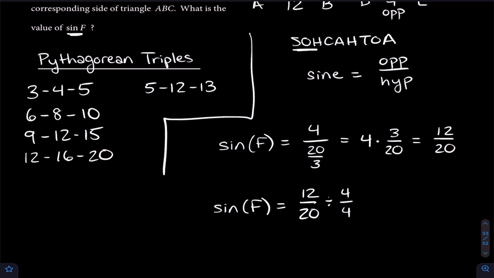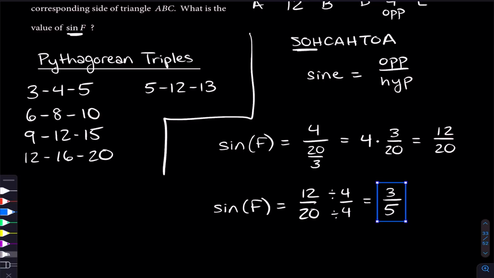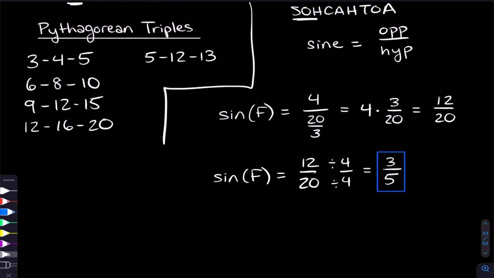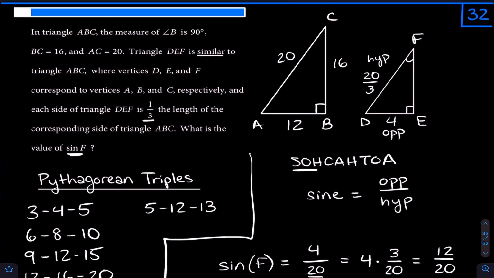I probably should write it like this. You're dividing 4 on top and bottom. So what you get is a 3 over 5. So that is sine of f right there. It's 3 over 5. And yeah, that's just our answer here. There's no multiple choices to circle.